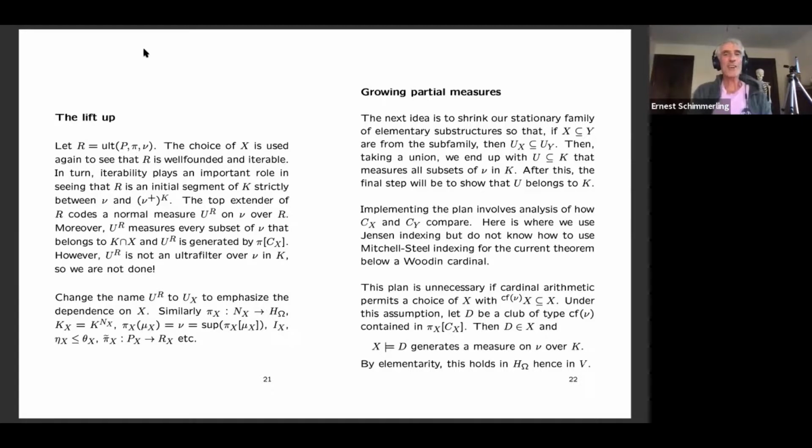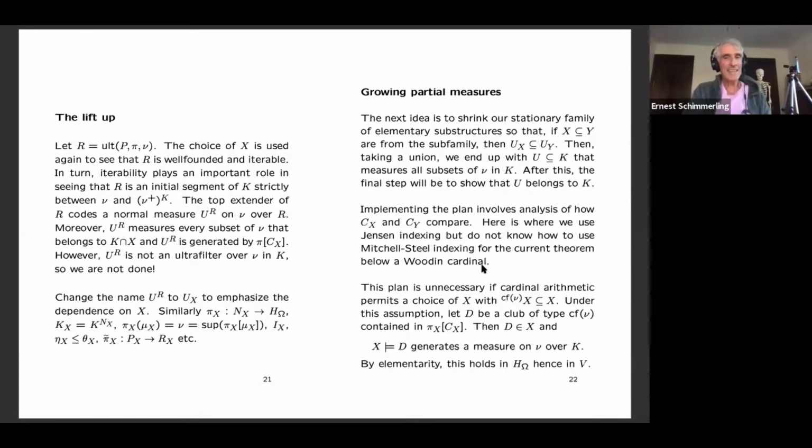And here in this argument, if you just try to do this argument the way I've outlined, like I said, you need some analysis of how Cx and Cy compare, and we use the Jensen indexing at this step. So we didn't need it before, but it's just in this part that I'm suppressing, where the difference between the two indexing styles arises. We don't know how to make do with just the Mitchell-Steele indexing.